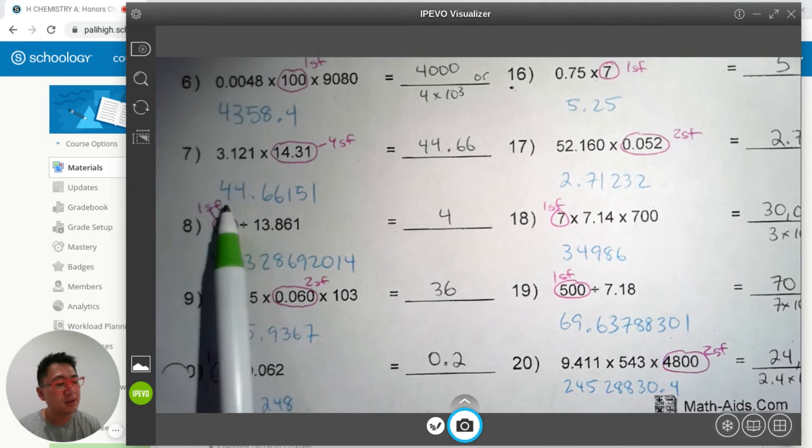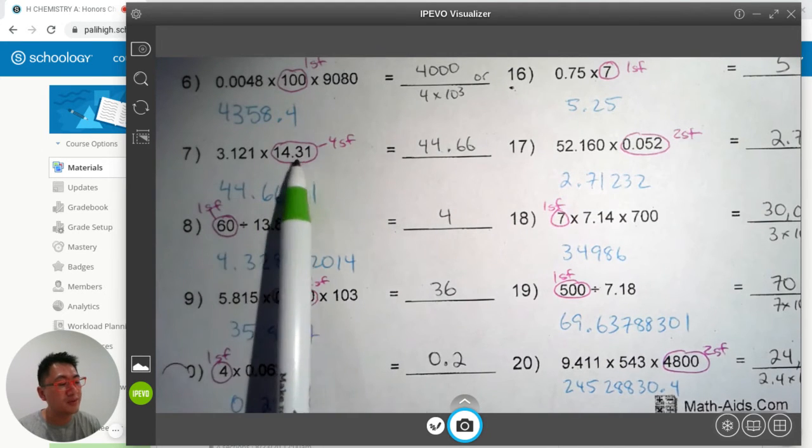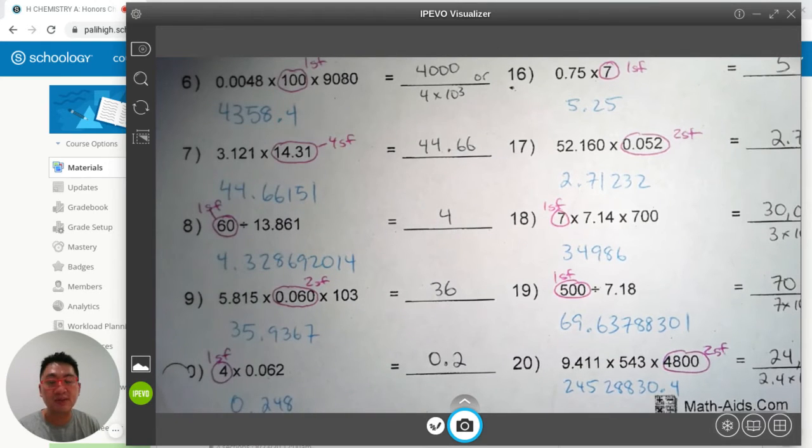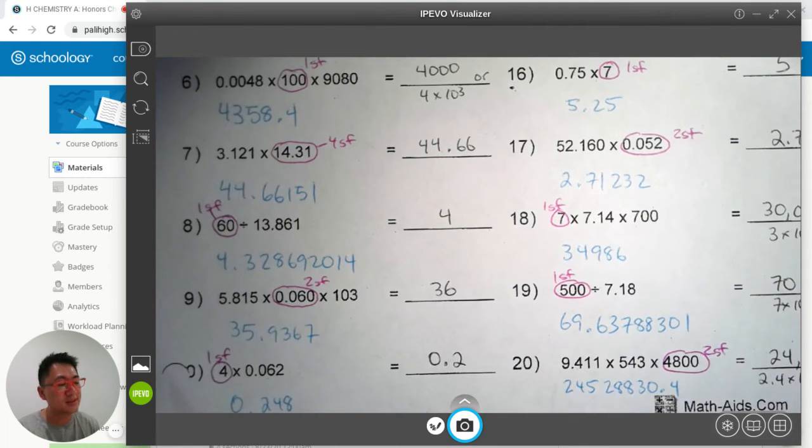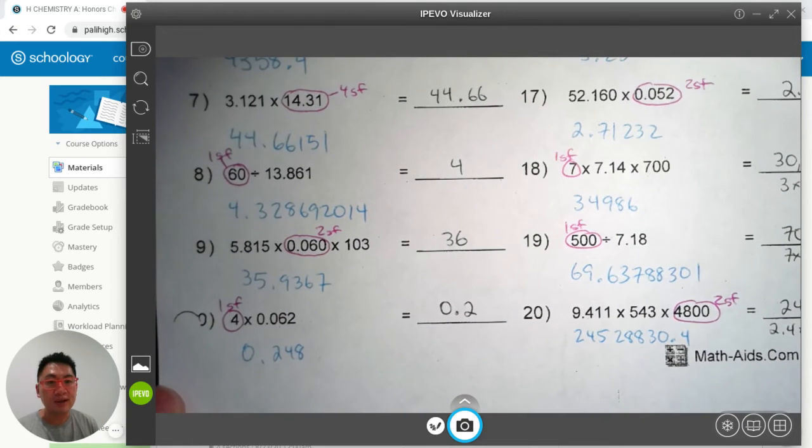In question number 7, I need to round this to 4 significant figures because both numbers are 4 sig figs. So rounding this to 4 sig figs, the first 4 digits, 44.66. Next one, because 60 is 1 sig fig, I only want 1 digit, just 4. Question number 9, I want to round to 2 significant figures, 2 digits. 35.9 rounds up to 36 because after the 5 is a 9, so it rounds up to 36. Next one, I only want 1 digit, 0.2. That's it.